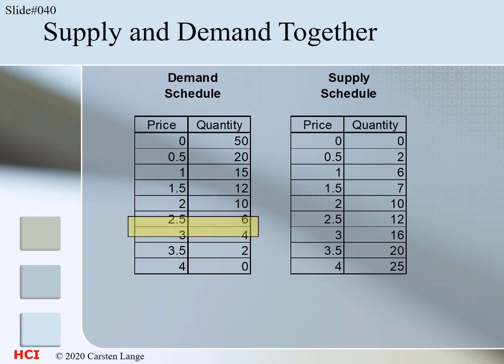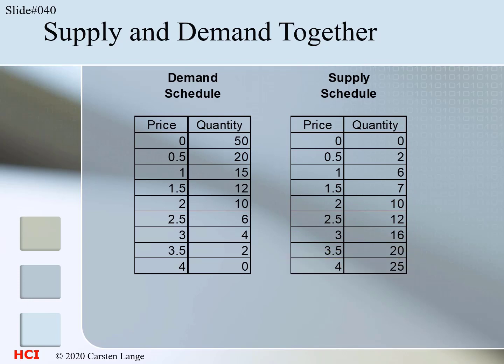The supply schedule assigns a quantity supplied to each price. You can see that according to the law of supply, the quantity supplied increases when the price increases. So, for example, if the price is 0, none of the producers wants to produce, therefore the quantity is 0. If the price increases to 50 cents, the quantity supplied increases to 2. If the price increases further to 1, 1.5 and so on, you can see that the quantity supplied will increase further.